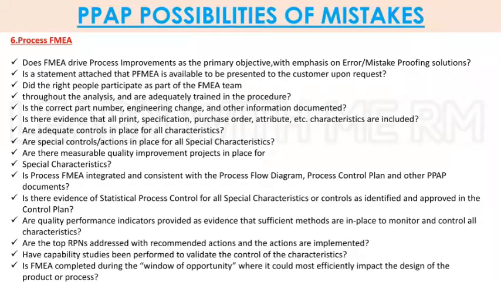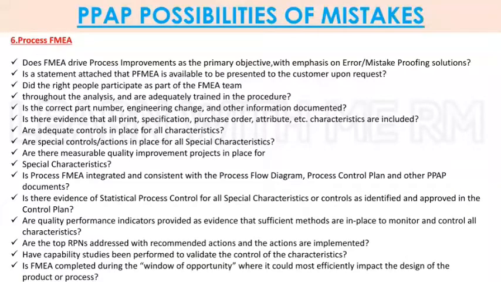Is there evidence of statistical process control for all special characteristics, or controls identified and approved in the control plan? Are quality performance indicators provided as evidence that sufficient methods are in place to monitor and control all characteristics? Are the top RPNs addressed with recommended actions and the actions are implemented? Have capability studies been performed to validate the control of the characteristics?